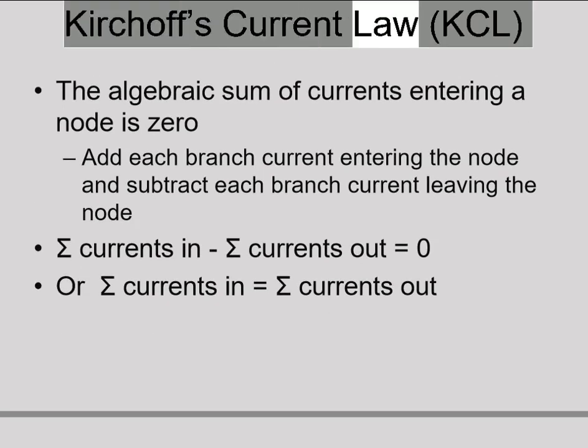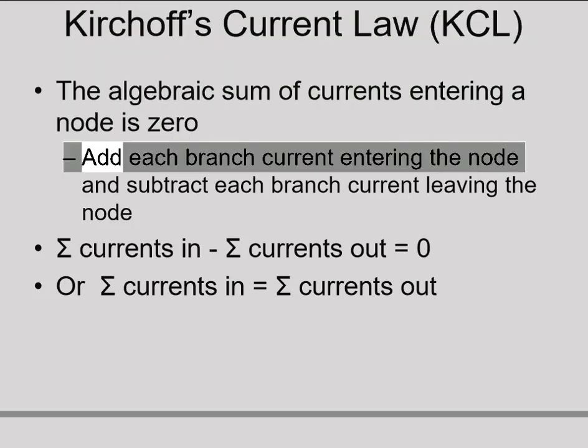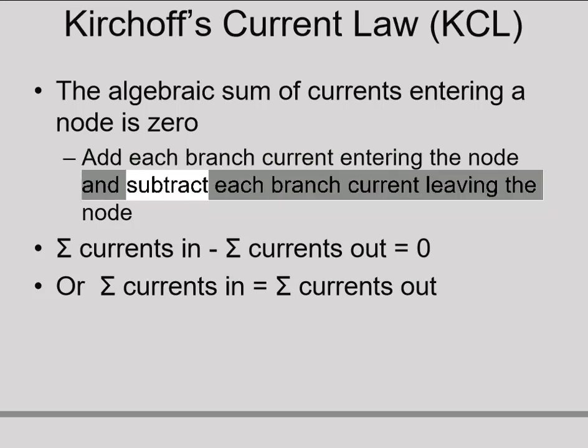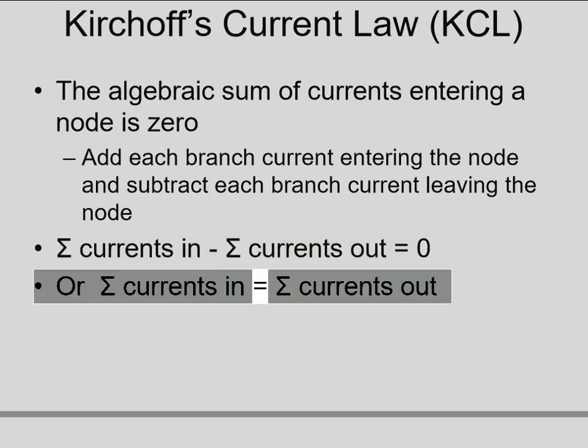Kirchhoff's current law, KCL. The algebraic sum of currents entering a node is 0. Add each branch current entering the node and subtract each branch current leaving the node. Sigma currents in minus sigma currents out equals 0, or sigma currents in equals sigma currents out.